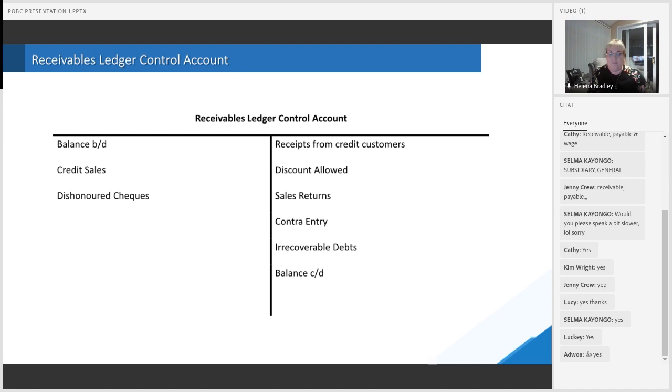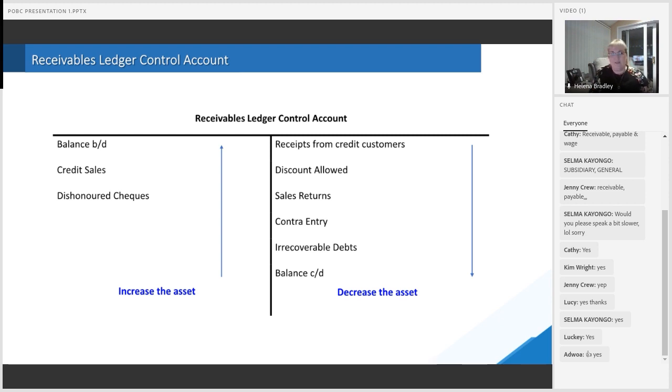So the receivables ledger control account captures all the transactions of my credit customers and gives me one figure that represents what they owe me at the end of the period. And that's what I'm concerned with. I said previously that this account is an asset account, and therefore anything on the debit side of the account will increase the asset. Anything on the credit side will reduce it.